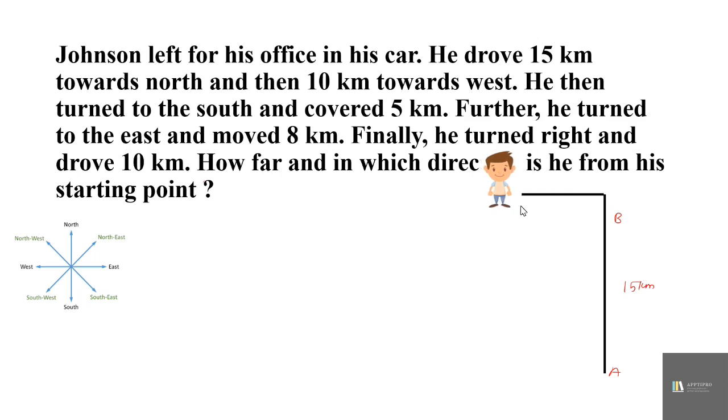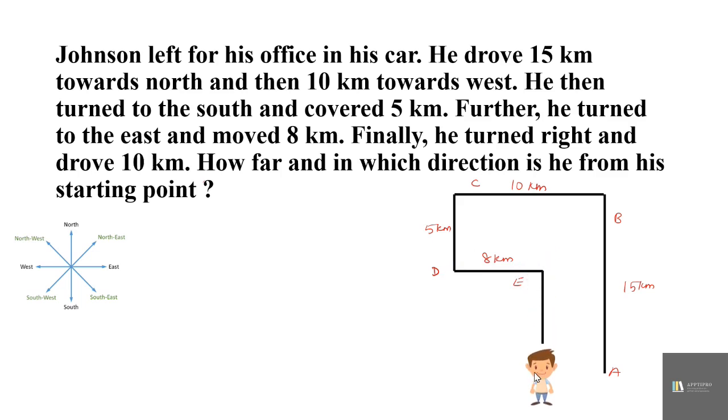Then 10 kilometers towards west. He then turns to south and covered 5 kilometers. Then he turns to east and moves 8 kilometers. Finally, he turned right and drove 10 kilometers. Now we have to find the distance between the initial point and the final point and also the direction. So we have to find AF.